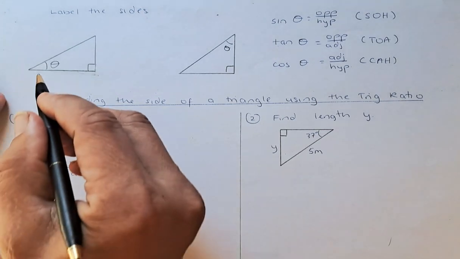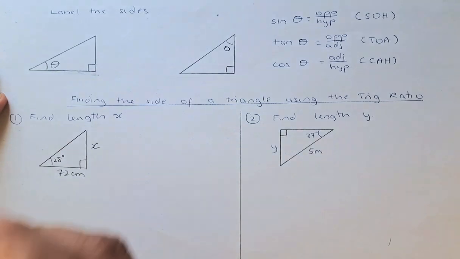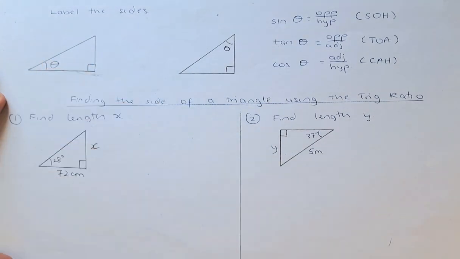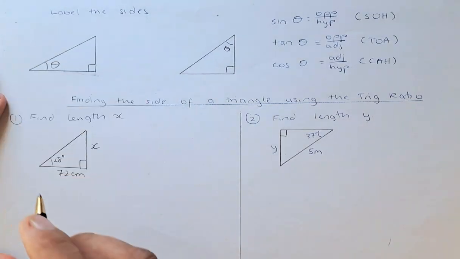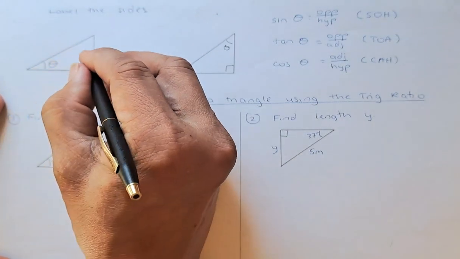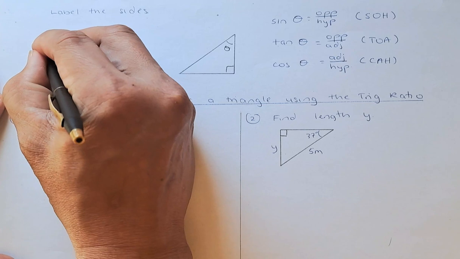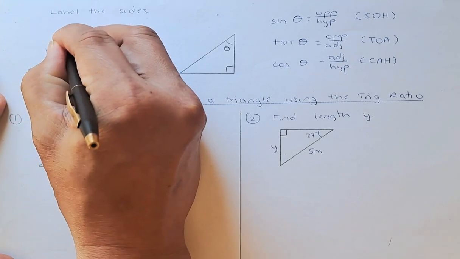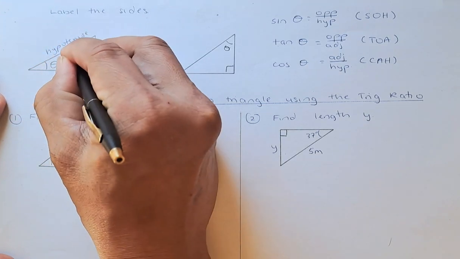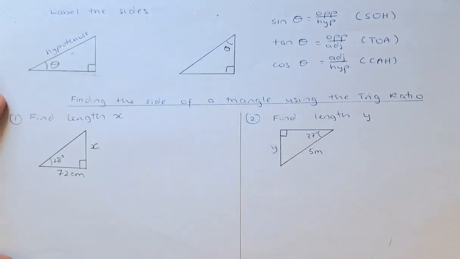For example, if you have a right angle triangle like this, and the angle is theta, an arbitrary angle called theta, and we want to label the sides of the triangle. We know the longest side is called the hypotenuse. And the hypotenuse is found directly opposite the 90 degrees angle. Remember that the hypotenuse, the longest side, is always found opposite the 90 degrees angle.